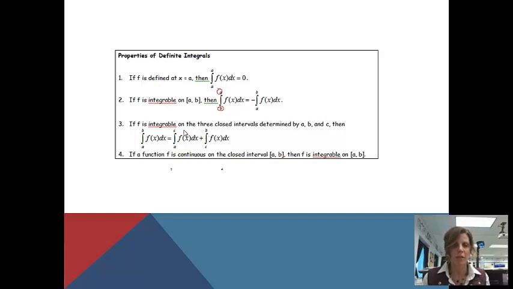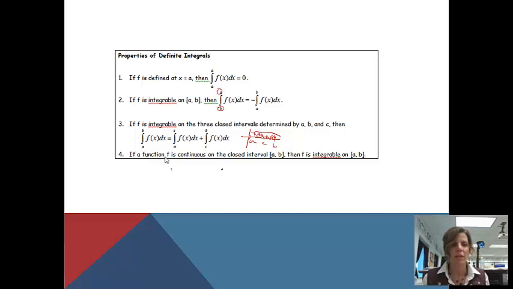Okay, the third property is if we're integrable on a closed interval, the integral from a to b would be equal to the integral from a to c plus the integral from c to b. So it's talking about something like this. If we've got a, b, c here, and let's say we've just got this curve right here, it's just saying that if I go from a to c and then c to b, and I add those two together, it would obviously give me the area under the curve from a to b.